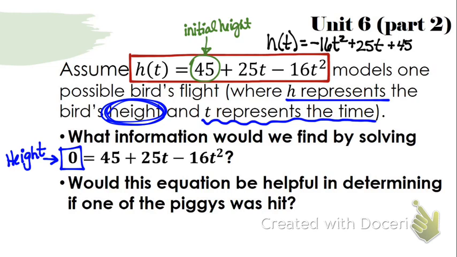So knowing that this slingshot is not on the ground to begin with, if I solve it for when the height is 0, what's it telling me? If I solve the equation when the height is 0, what would it tell me? When it hit the ground at the end, right? This tells me when the bird hits the ground, assuming it doesn't hit anything else in between.